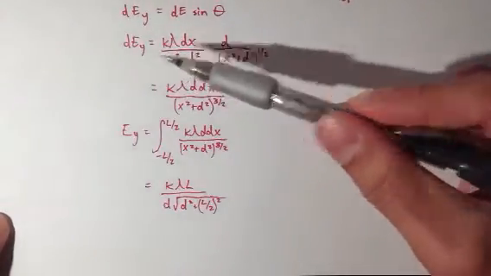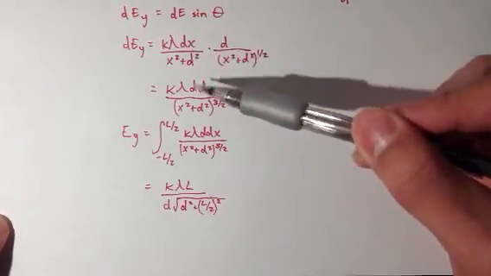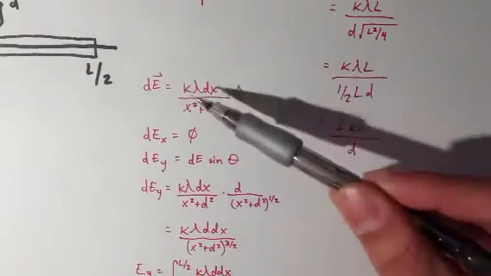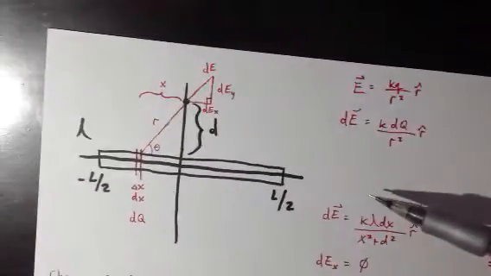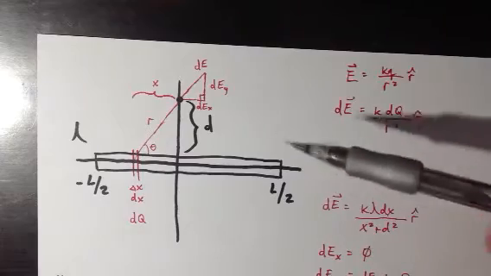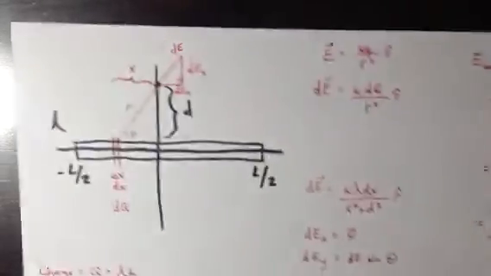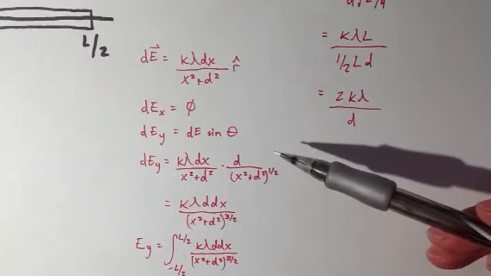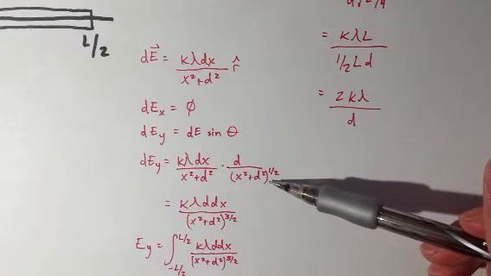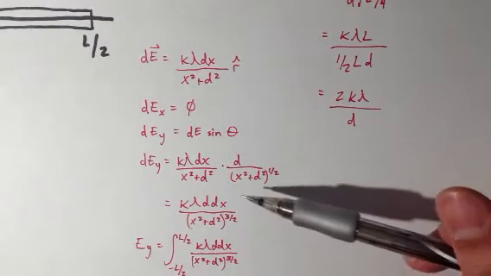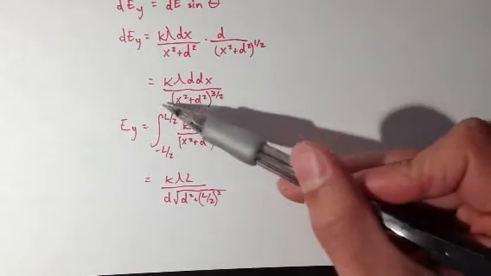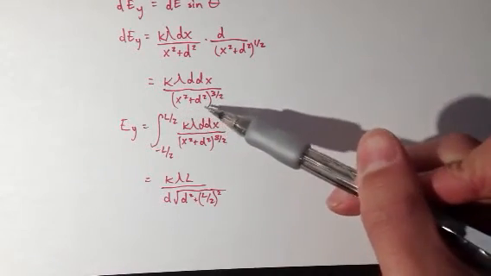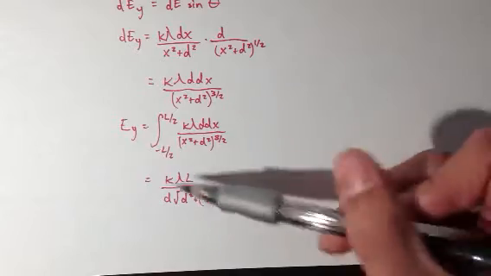So dEy equals k lambda dx over x squared plus d squared, that's dE, times sine theta, which from the picture is going to be d over r, which is d over x squared plus d squared to the 1/2, so the square root of x squared plus d squared. That is equal to k times lambda d dx over x squared plus d squared to the 3/2.